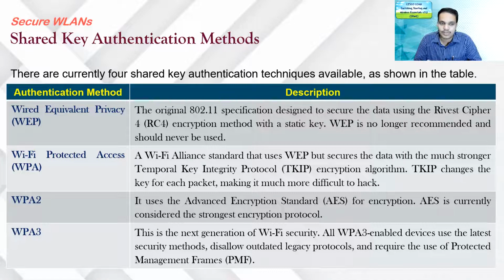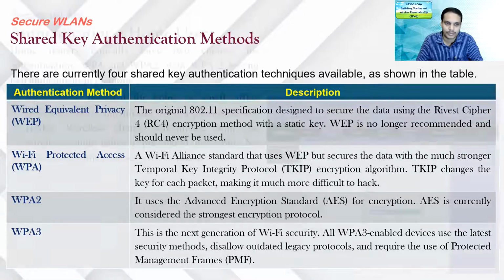The next step is your WPA2. This uses the Advanced Encryption Standard, which is currently the strongest encryption algorithm for symmetric keys. The next thing is WPA3. This is the next generation of Wi-Fi security. All WPA3 enabled devices use the latest security methods, disallow outdated legacy protocols, and require the use of PMF, Protected Management Frames. So WPA3 is the current standard which gives you the utmost best security possible.